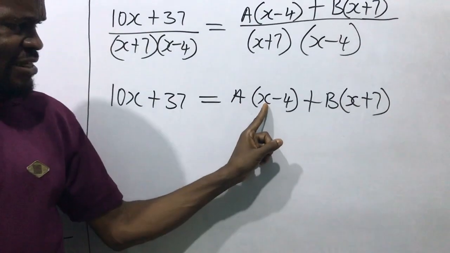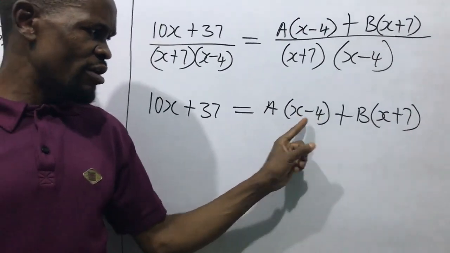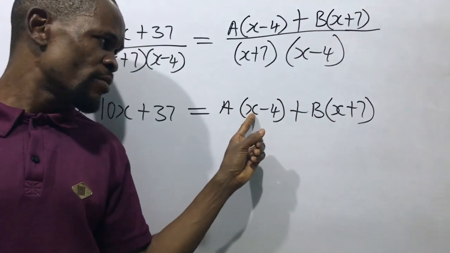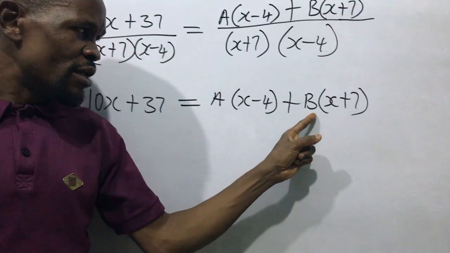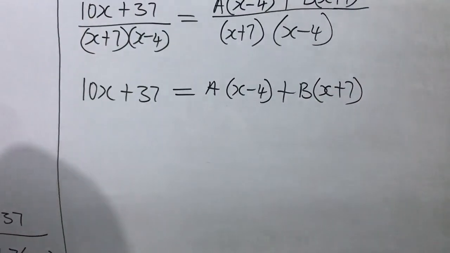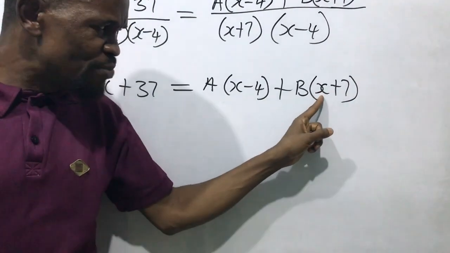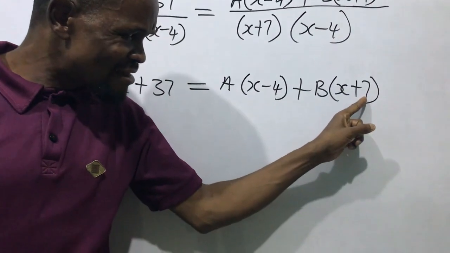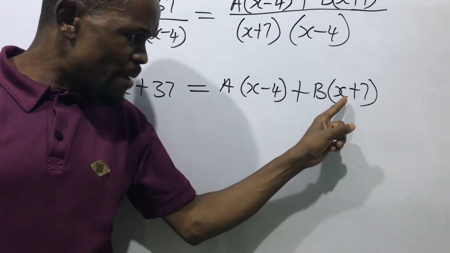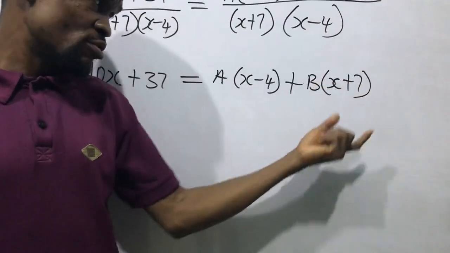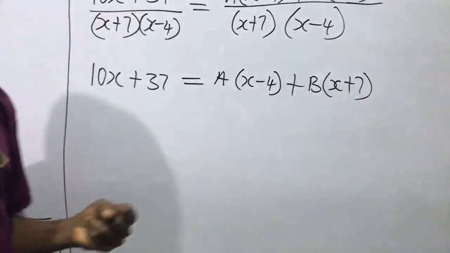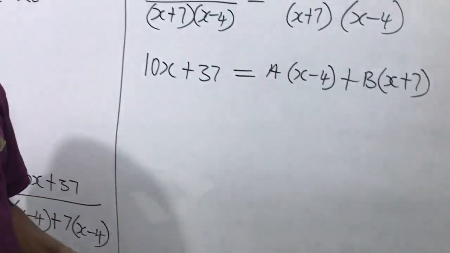I look at this. This is x minus 4. If I make this x to be 4, 4 minus 4 will give me 0. This A will die, this one will survive. Are you getting what I'm saying? Then if I want to eliminate B, I look at this. This is x plus 7. If I put here minus 7, minus 7 plus 7 will give me 0. B will die, A will survive. I'll get my value of A.